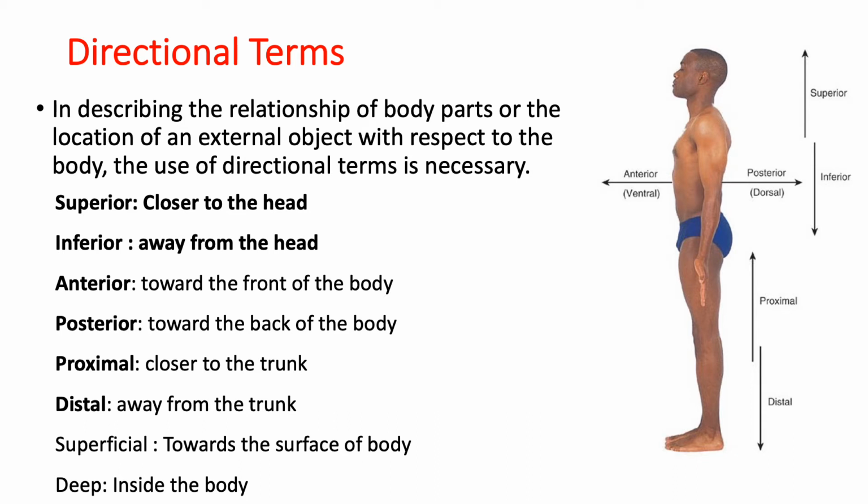Now proximal and distal. Proximal means closer to the trunk. Trunk is your abdominal region area, right? So the thighs are proximal to the trunk, are a proximal body part because they are closer to your trunk. What is distal? Which is away from the trunk. Ankle is distal because it is away from your trunk.